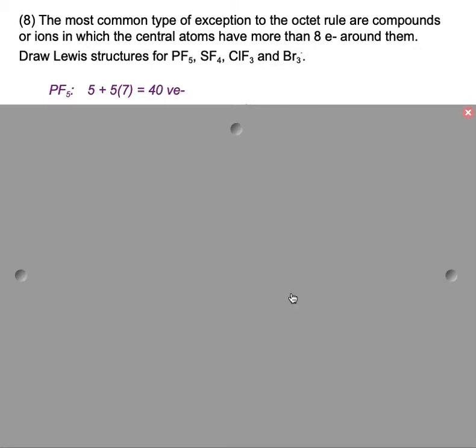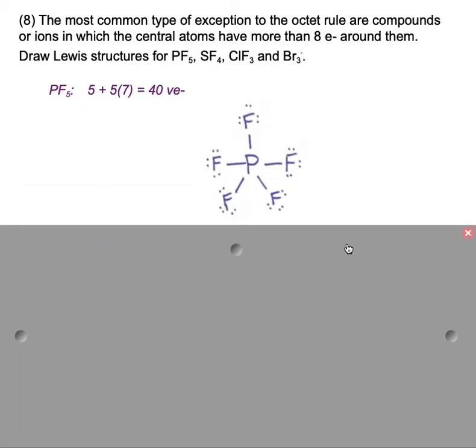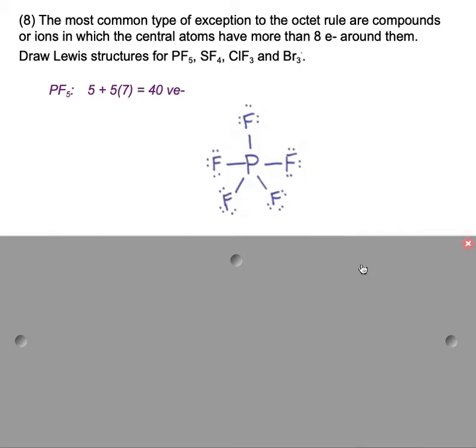Let's draw Lewis structures for phosphorus pentafluoride, sulfur tetrafluoride, chlorine trifluoride, and the tribromide anion, Br3, with a single negative charge. In phosphorus pentafluoride, I have 40 valence electrons. The only way I can do this is by having the phosphorus in the center, forming 5 covalent bonds, one to each of the fluorines, and each fluorine having its octet satisfied with 3 lone or unshared pairs of electrons, for a total of 40 electrons.